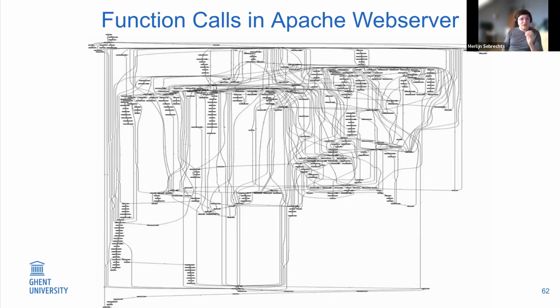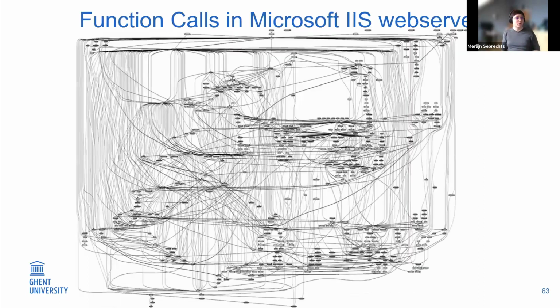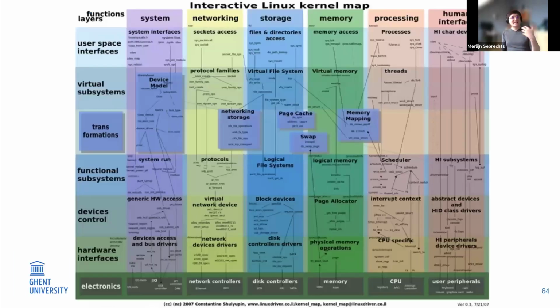And this is one of the reasons why we see that open source software is often much easier to maintain, simply because the way that open source software developers interact with each other requires software that explains itself instead of software that needs to be explained by a colleague. This is the exact same thing with the Linux kernel, for example. This is a map of the Linux kernel. This is already from 2007, but it looks quite similar to this day.